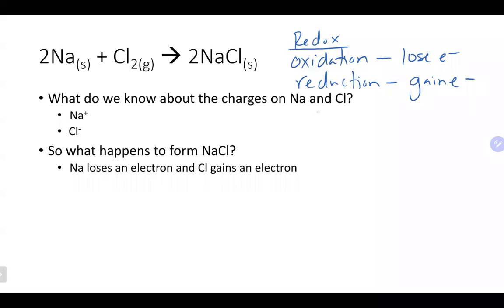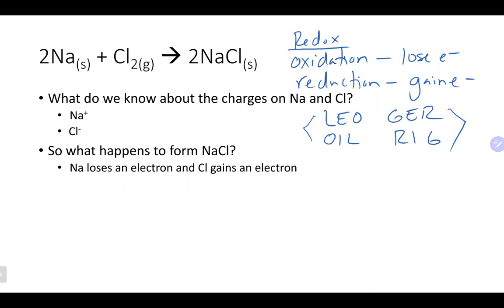Some people remember that by Leo the lion goes grr: loss of electrons, oxidation, gaining of electrons, reduction. Some people are fond of the oil rig: oxidizing is losing, reducing is gaining, whichever way you like. Use them both. Put Leo the lion on the oil rig and he goes grr, and you don't have to choose. But that's the way some people will remember it.